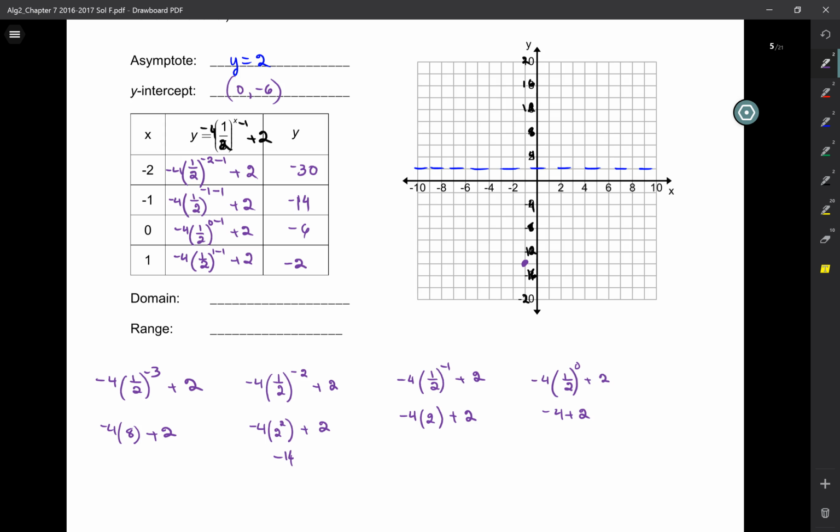I changed the volume of the wire. Oh, I'm going up by 2s. Well, look at what's going to happen now. So at 0, it's negative 6. At 1, it's negative 2. Okay?